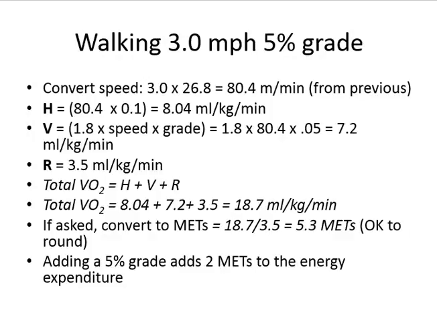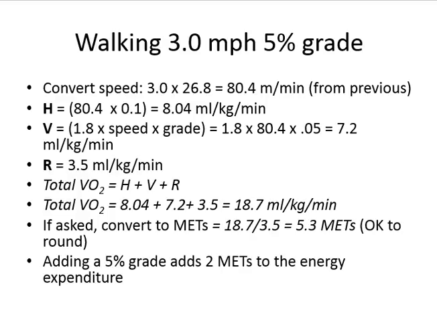Okay, so now let's take that same 3-mile-an-hour walk and let's add a 5% grade to that. Once again, if you need to start from the beginning, write out horizontal, vertical, resting, and then total. If you want to use your numbers from the previous calculation, that's great. If you want to start from scratch, there's nothing to prevent you from doing that.